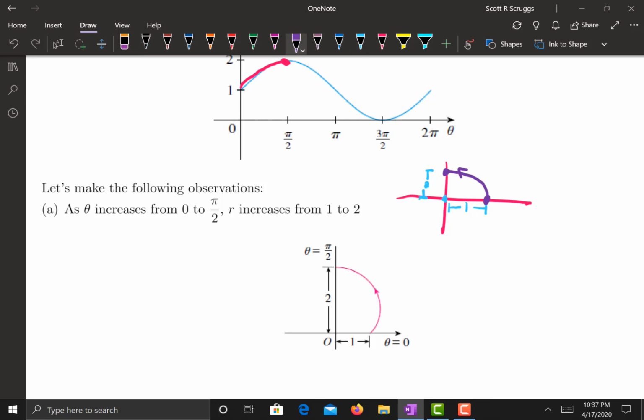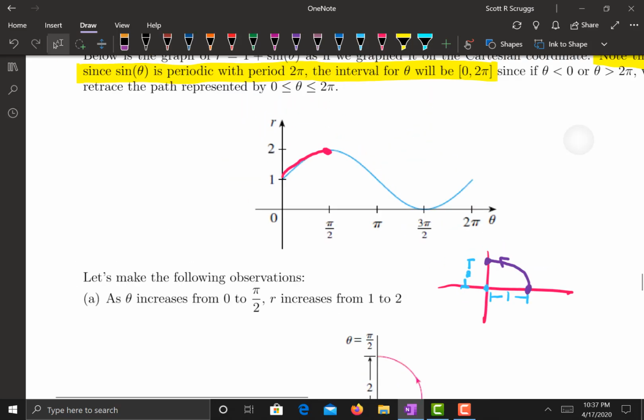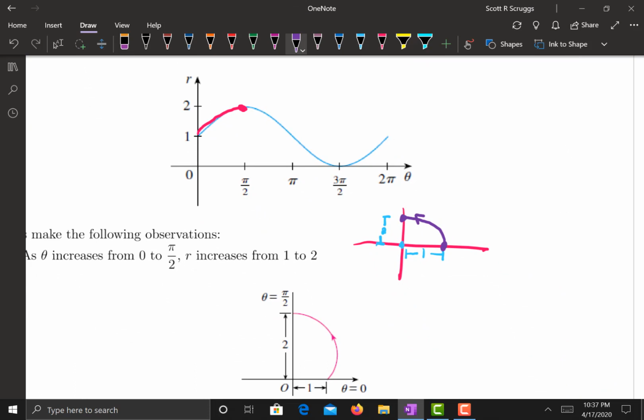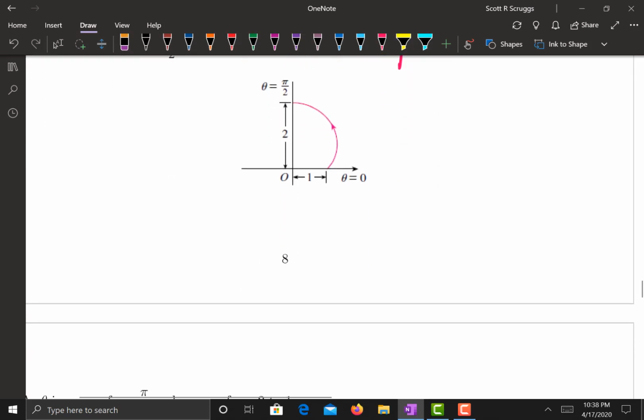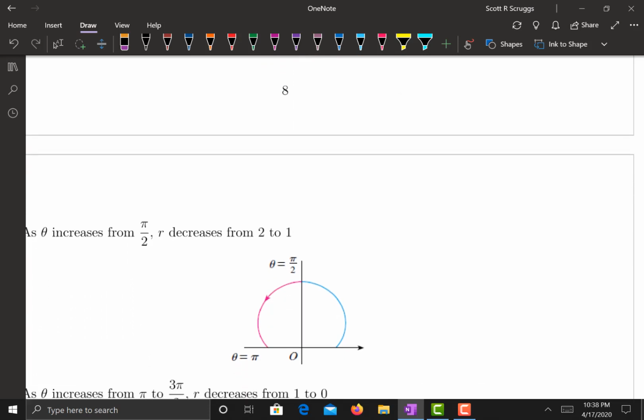So now let's keep going on. Now I'm going to graph from pi over 2 to pi. I note that I decrease from 2 to 1. So if I was going to go back here, it'll look something like that, where that distance is 1. So there's the next photo for that.